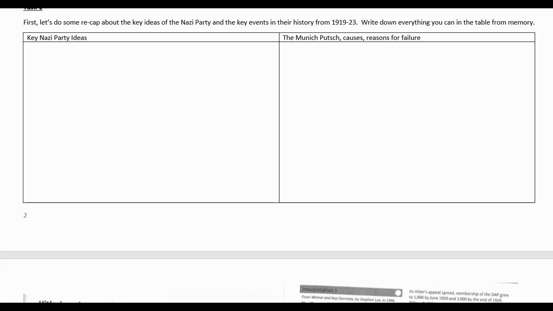So, without looking back at the work you did two lessons ago, and without having a sneaky peek at the work that is further on in this booklet, try and write down what you can from memory about the Nazi Party, the key ideas and key events in the period 1919 to 23.